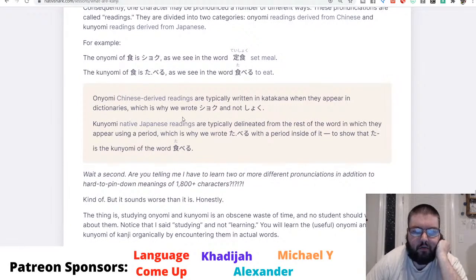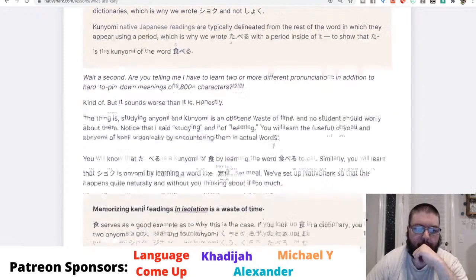Onyomi, Chinese readings, are typically written in katakana when they appear in dictionaries, which is why we wrote shoku in katakana. Kunyomi, native Japanese readings, are typically separated from the rest of the word in which they appear using a period, which is why we wrote ta.beru with a period inside of it, to show that ta is the kunyomi of the word taberu.